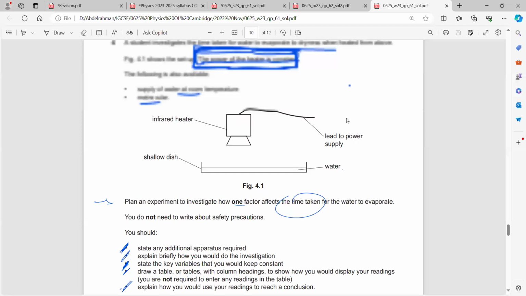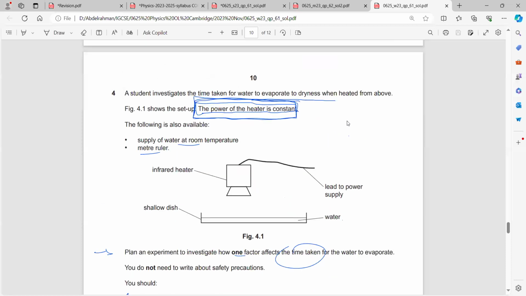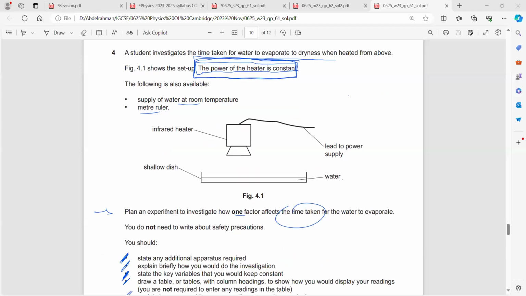And the last question, planning an experiment. It shows the setup. The power of the heater was constant for this question, because a lot of you told me, "Mr., now we can change the power of the heater." Can you change it? No, you cannot. The question was asking you to plan an experiment to investigate how one factor affects the time taken for the water to evaporate. One factor. Can I change the power? No, because the power is constant.